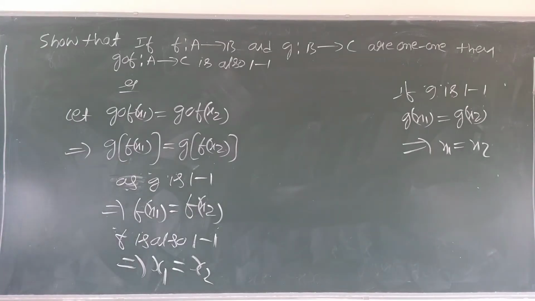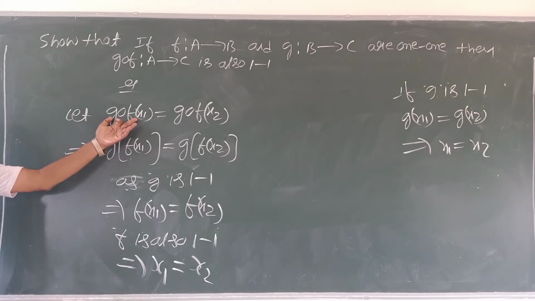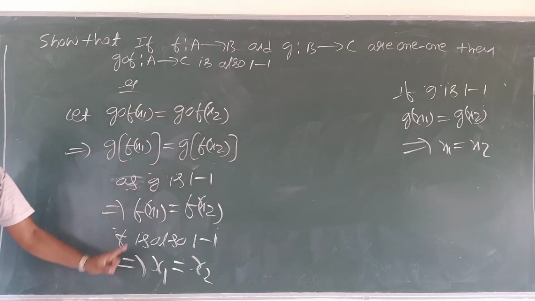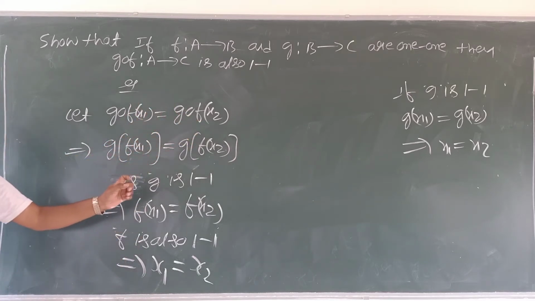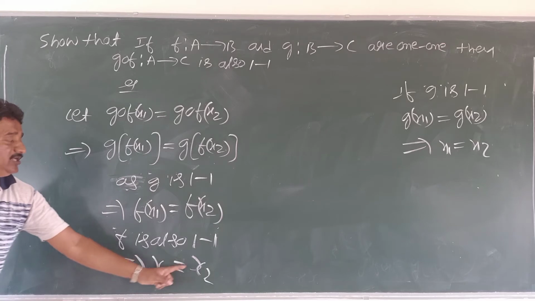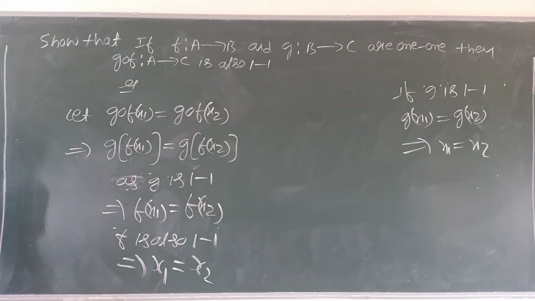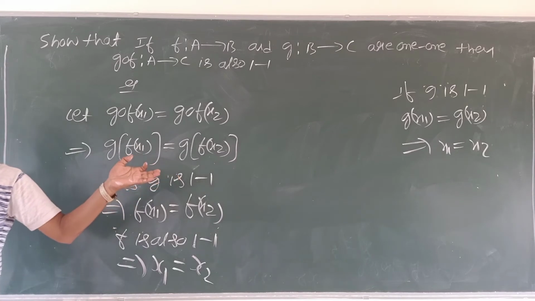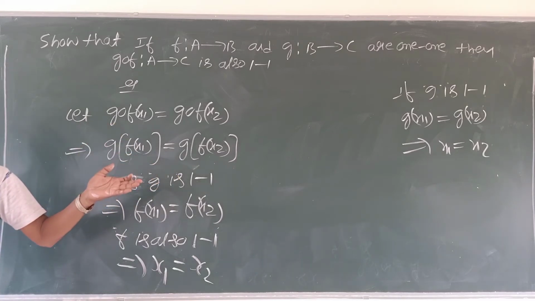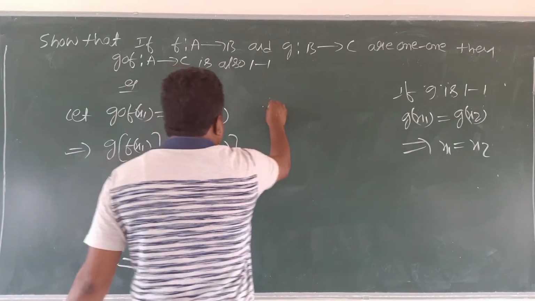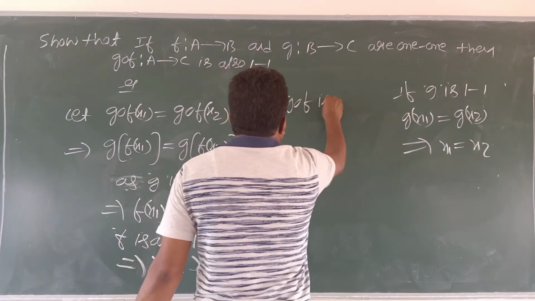So we proved, students. Proving is over. Observe this. I started with GOF x1 is equal to GOF x2. Finally I arrived at x1 is equal to x2. What does it mean? Which function is 1-1? GOF is 1-1. Correct? Therefore GOF is 1-1.